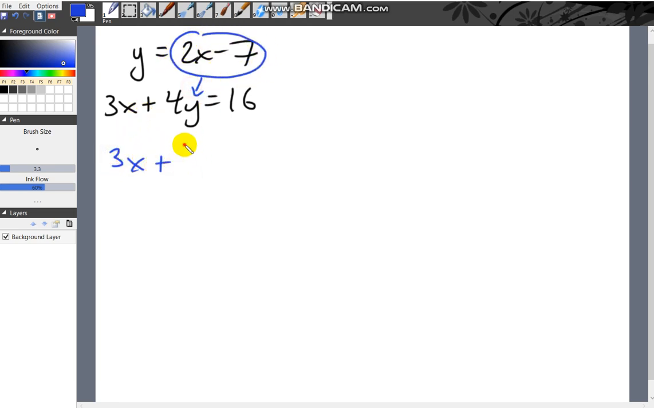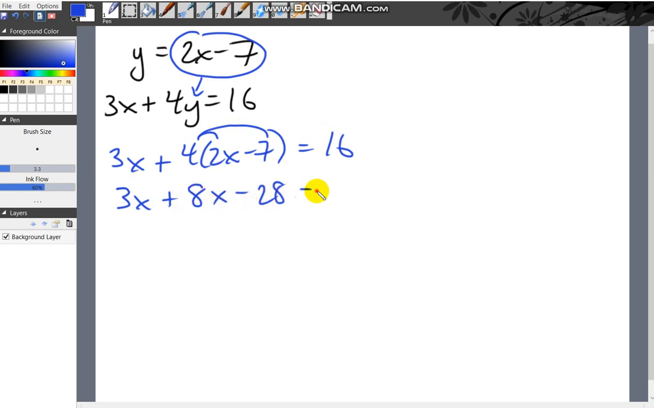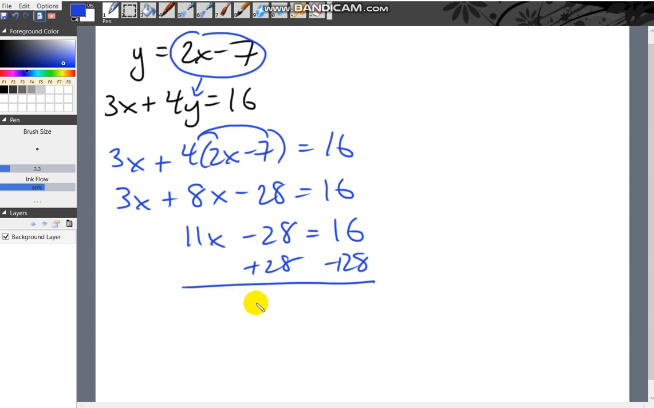So we get 3x plus 4 times 2x minus 7 equals 16. Distribute the 4. 3x plus 8x minus 28 equals 16. Combine like terms here, 3x plus 8x is 11x, so minus 28 equals 16. Add 28 to both sides here, so if I add 28, it looks like we're going to get 11x equals 44. Divide by 11. When you divide by 11, it cancels, get x is 4.